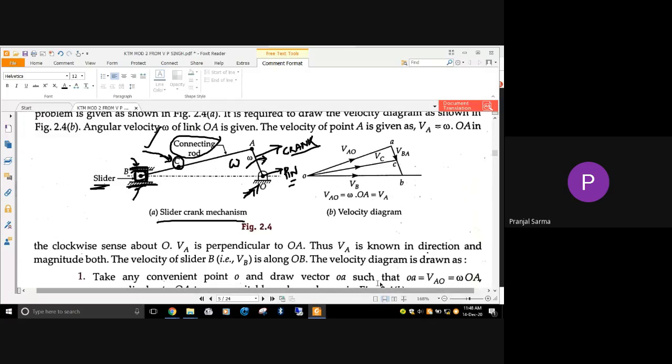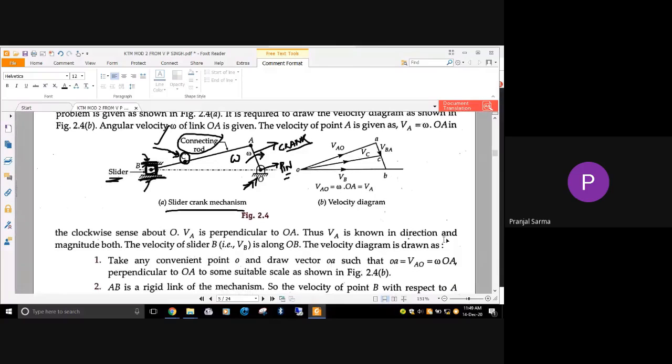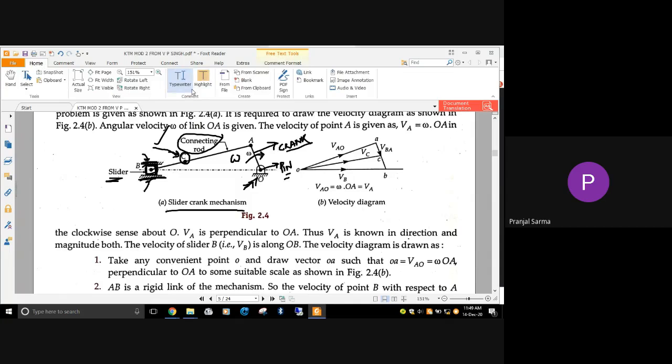Now, we are saying that the angular velocity of the link OA is given. This is the link OA. Angular velocity is omega, that is in this particular direction, that is the given data. So now after knowing this, how can we start? So from there what we can have is the velocity of point A, this is a point on this particular link OA, right?